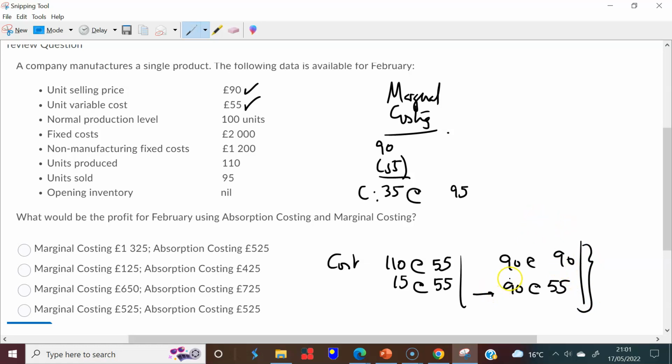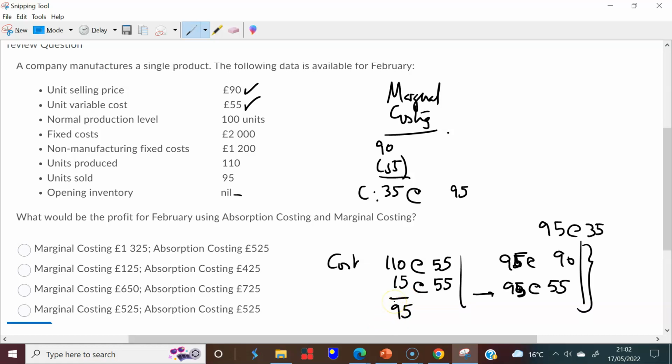It's still the same 95 units. So ultimately, it's still the same 95 units at £35. So whether you did it individually up here or you decided to do it like this, because there's no opening inventory, you see. So it's just your production less your closing inventory. That's why you have a sale of 95 units.